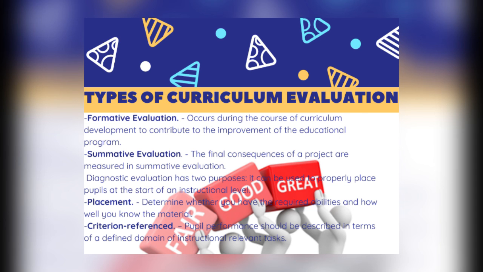Types of curriculum evaluation. The formative evaluation occurs during the course of a curriculum development to contribute to the improvement of the educational program. Summative evaluation: the final consequences of a project are measured in summative evaluation. Diagnostic evaluation can be used properly to place pupils at the start of an instructional level. Placement evaluation determines whether you have the required abilities and how well you know the material. In criterion-referenced evaluation, pupil performance should be described in terms of a defined domain of instructionally relevant tests. In norm-referenced evaluation, pupil performance should be described in terms of relative position within a known group.